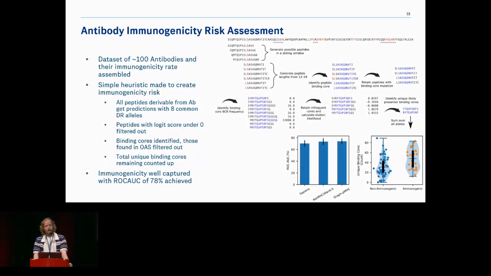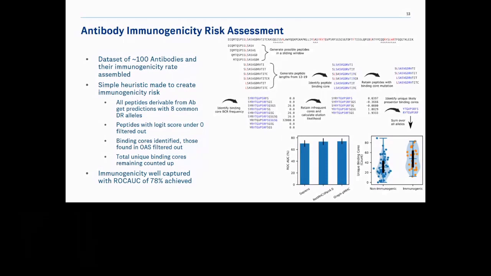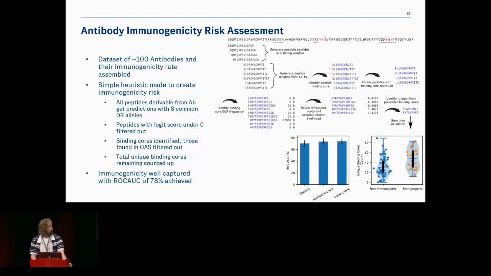And so you repeat this process over 8 common DR alleles, as is commonly done, and you add all those up, and you'll produce the plot at the bottom right. You can see that good separation is obtained with this heuristic for non-immunogenic and immunogenic antibodies. It doesn't matter too much if you use Graph-pMHC for this approach or NetMHC 2-pan, but both work better than Sapiens, a large language model trained on BCRs.